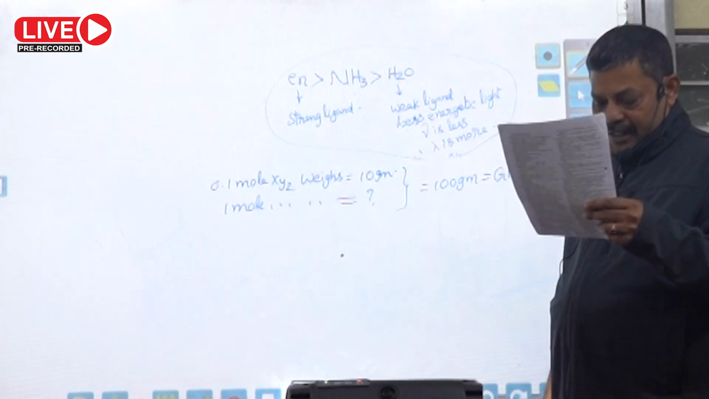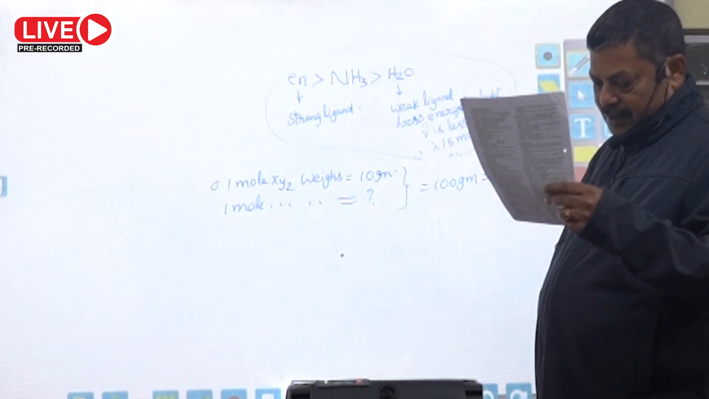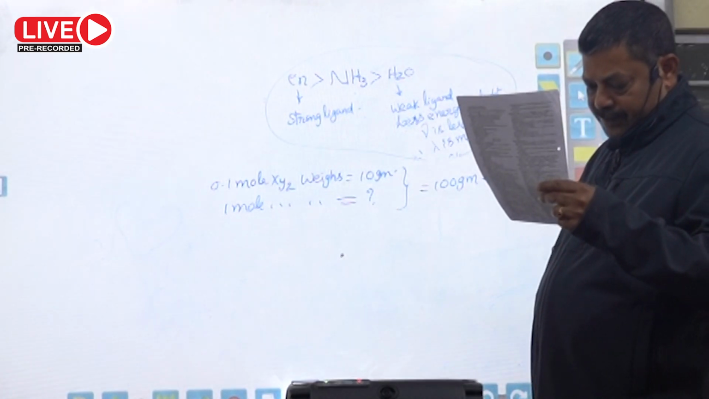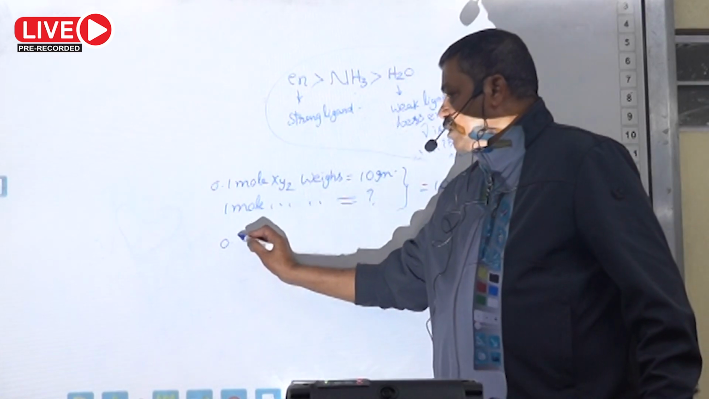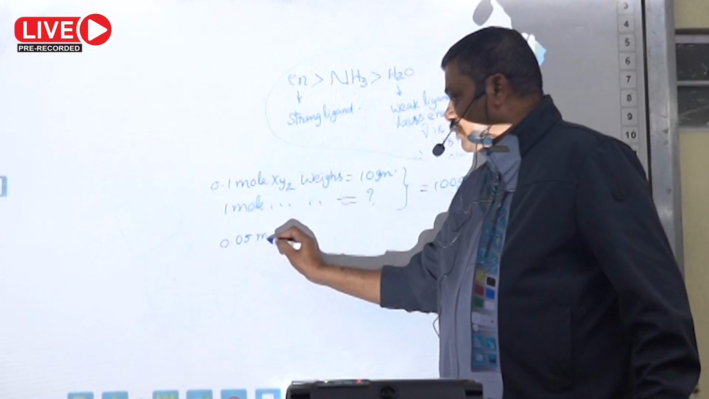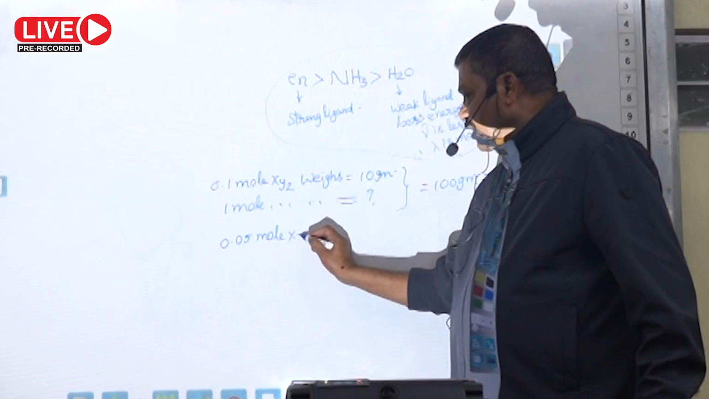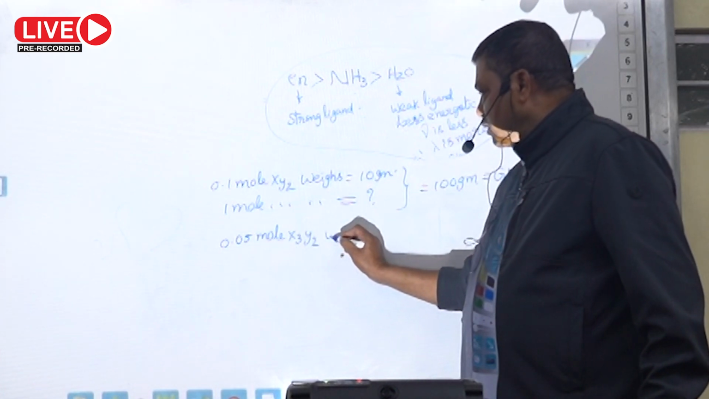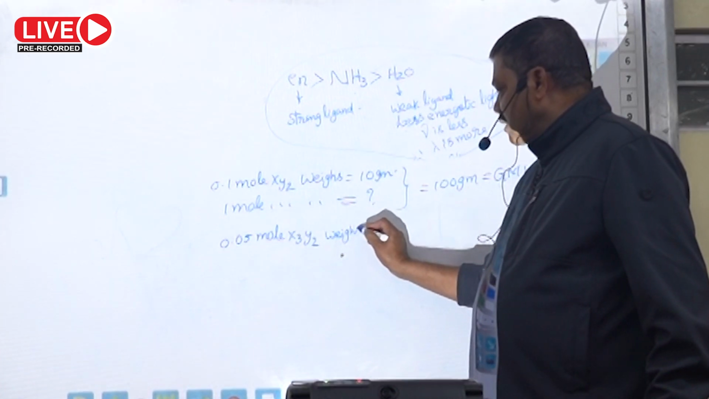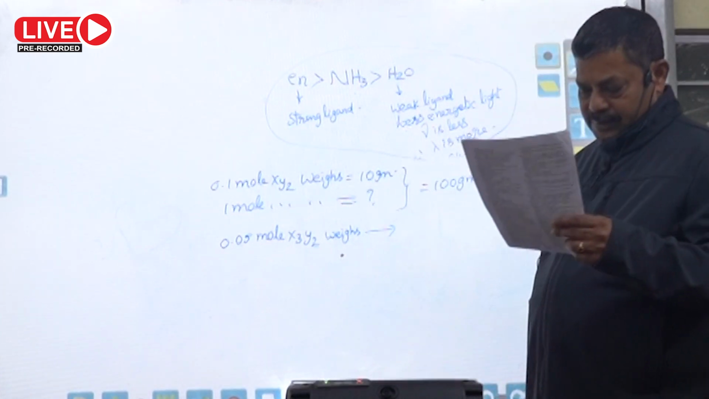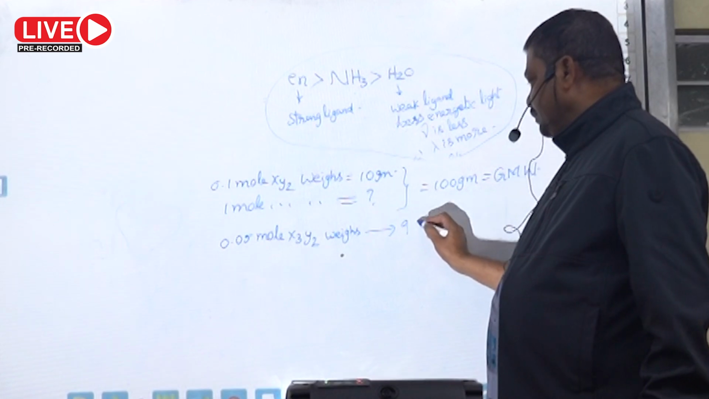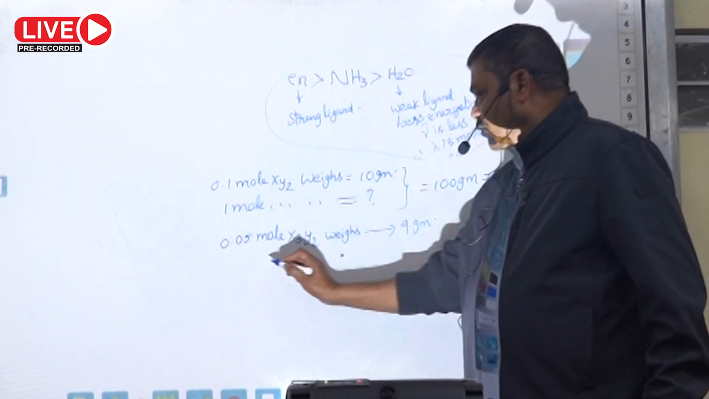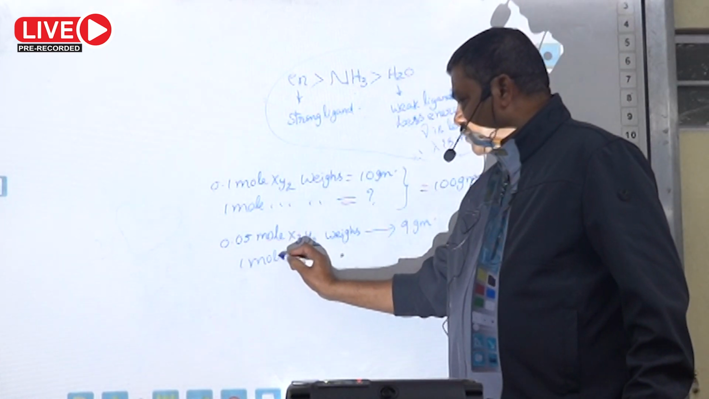Now one more point they have given: 0.05 mole of X3Y2 weighs 9 grams. So 1 mole weighs how much?